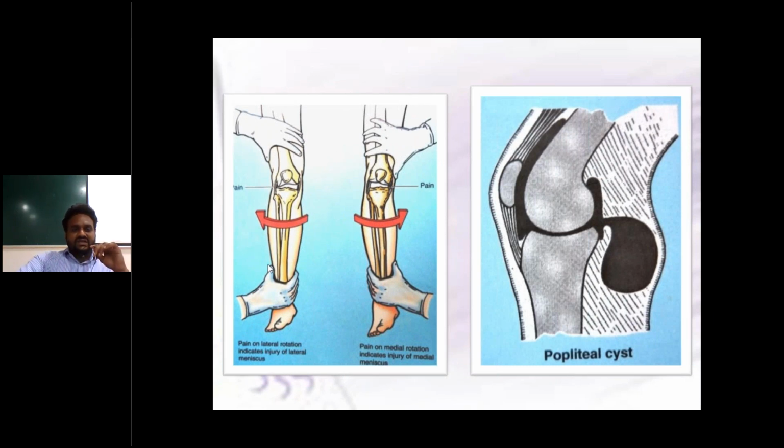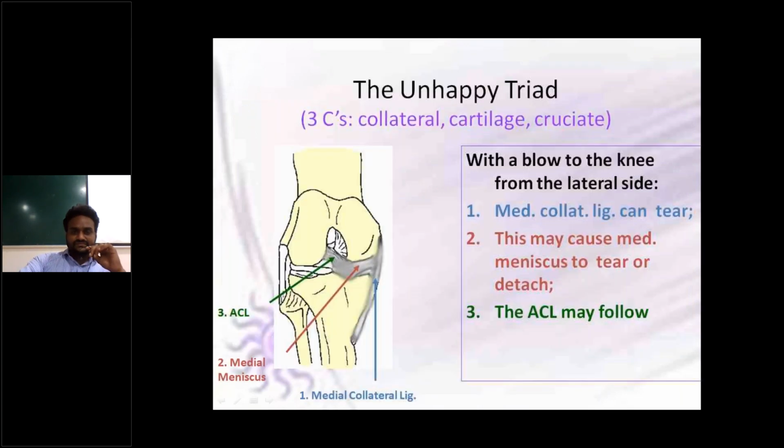Now in this picture we can see medial and lateral rotation. If you observe pain during the medial and lateral rotation, that indicates an injury of the ligaments of the knee joint. And in another picture we can see the popliteal cyst at the posterior part of the knee joint, extending into the popliteal fossa. So this one is called popliteal cyst. This is the extension of the synovial membrane with the cavity.